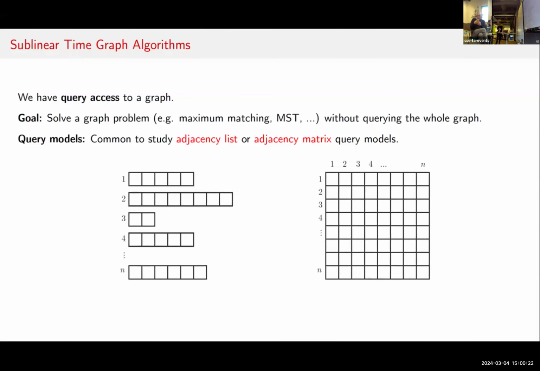Okay, and there are often two types of query models that people study for graphs. There are other models as well, but these are the most common ones: the adjacency list model or the adjacency matrix model. I'm sure everybody knows what these are. For example, in the adjacency matrix model, we can query if a pair of vertices are adjacent or not. We can query adaptively. The only goal is to query a small number of entries. Do not query everything, basically. We want sublinear in the size of the graph, maybe sub-quadratic in the number of vertices.